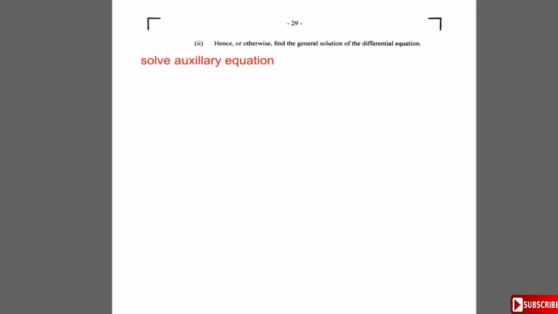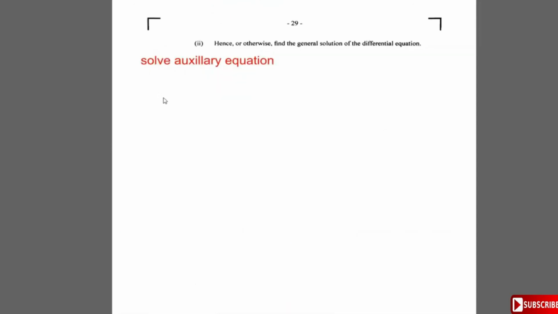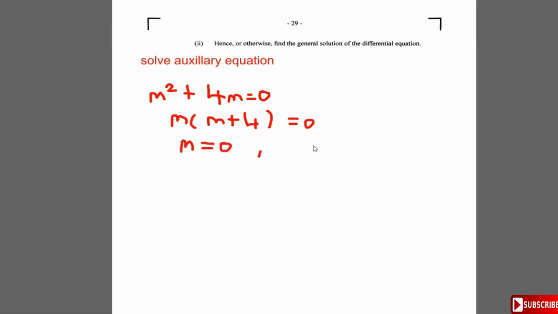Solving the auxiliary equation is just going to be, I like to use m. So it's going to be m squared plus 4m equals 0. And so what you get is the roots of the auxiliary equation. You're going to get m times (m plus 4) equals 0. And so solving this equation, you're going to get m equals 0 or m equals minus 4. So those are the roots of the auxiliary equation.